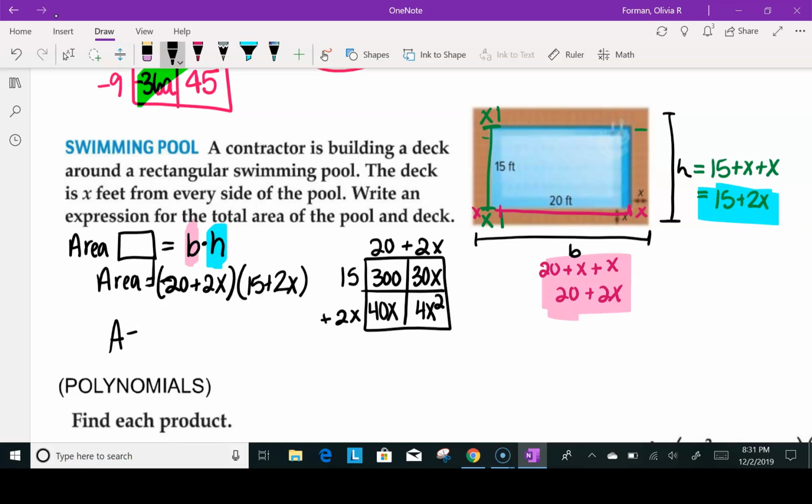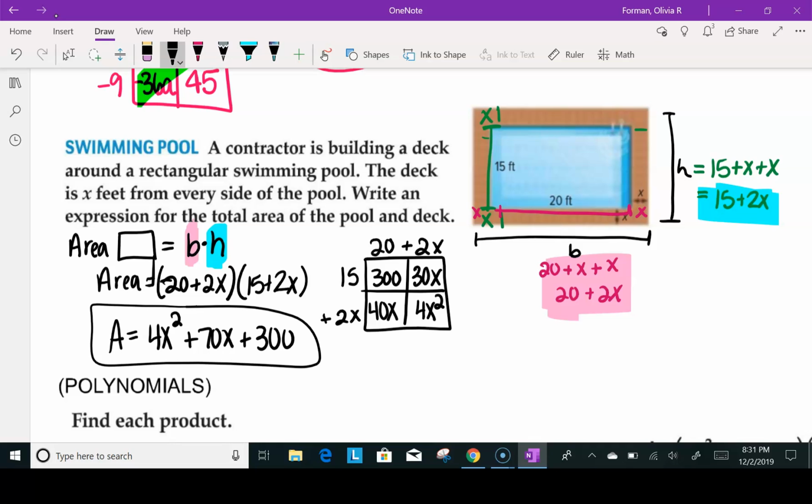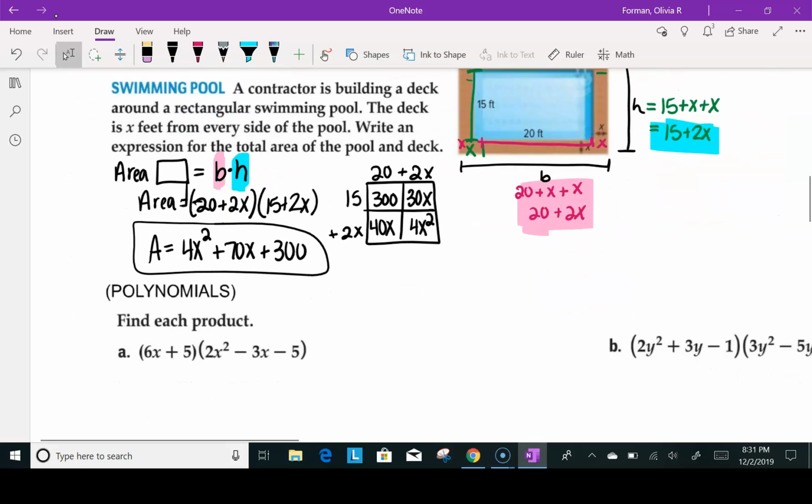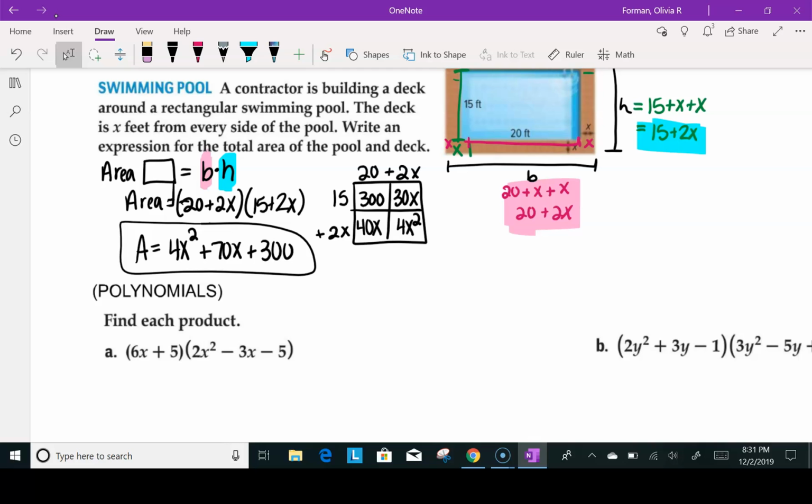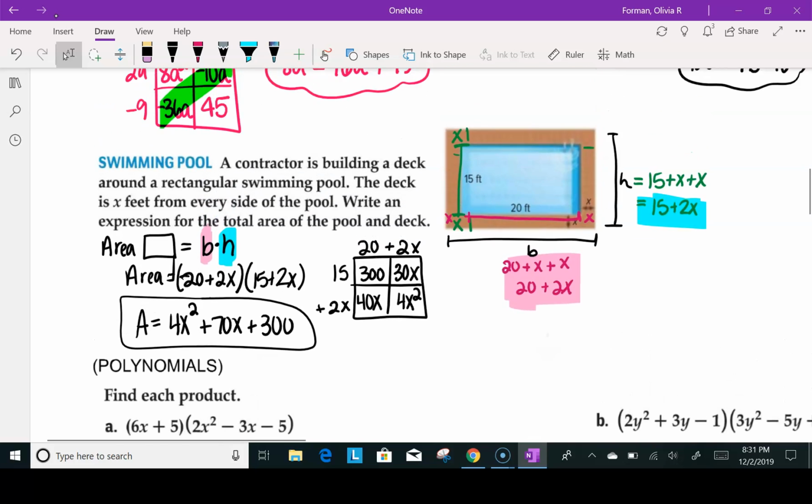And so it wants our area in terms of x. So we say 4x squared, 40 plus 30 is 70x, and then we have 300 there. Now it doesn't matter. You don't have to go from the highest degree to the lowest degree. It is just what I'm used to, so I always go from highest degree to lowest degree. Okay.